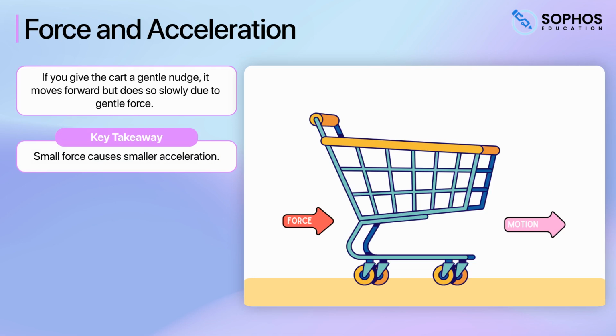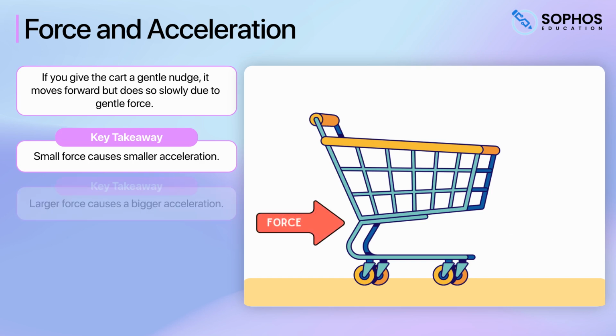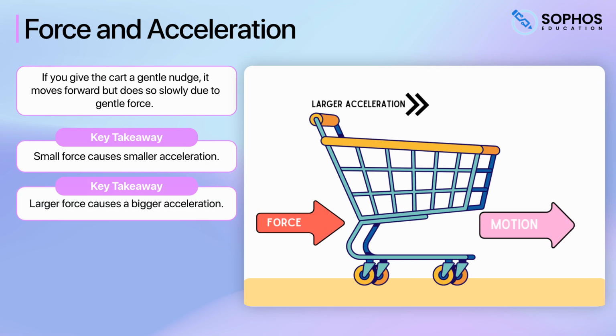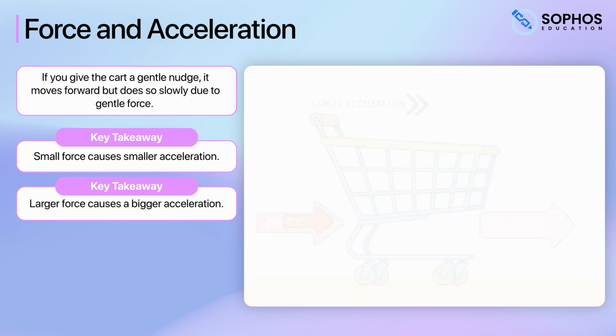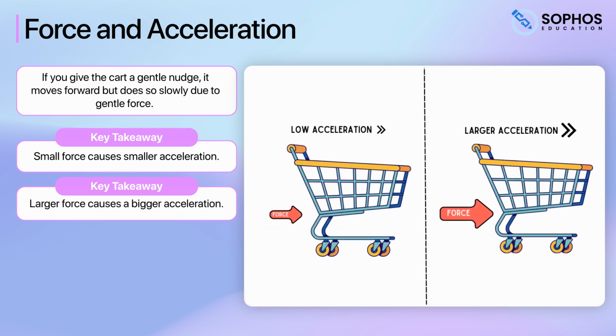Now, if you push the same cart with more force, it moves forward much faster. This time, your larger force causes a bigger acceleration. The cart picks up speed more quickly because of the strong push you gave it. In essence, the larger the force applied to an object, the more rapidly it accelerates. Conversely, the smaller the force, the less the object accelerates.